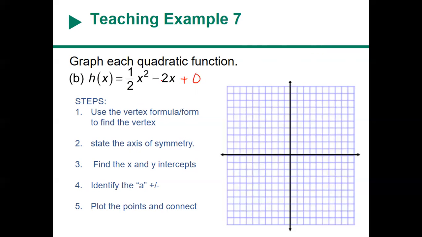To find the vertex, remember it is the X of the vertex equals -b divided by 2a. So in this case, this is my A, this is my B. So I have -2 divided by 1/2. How do you divide a fraction?